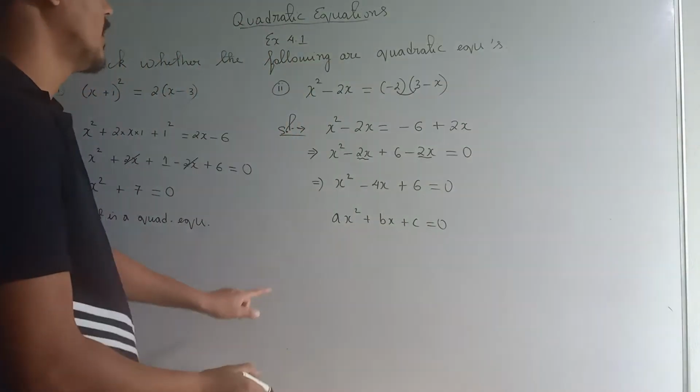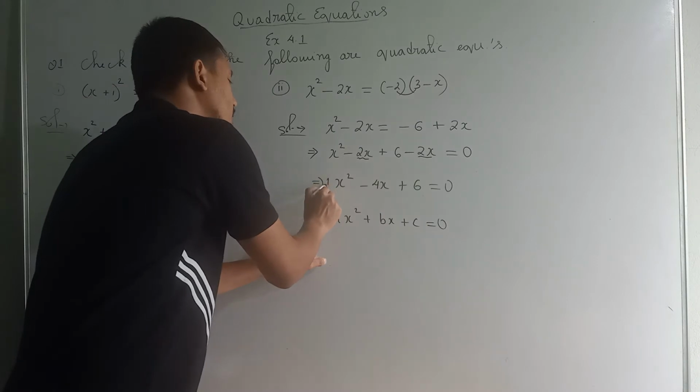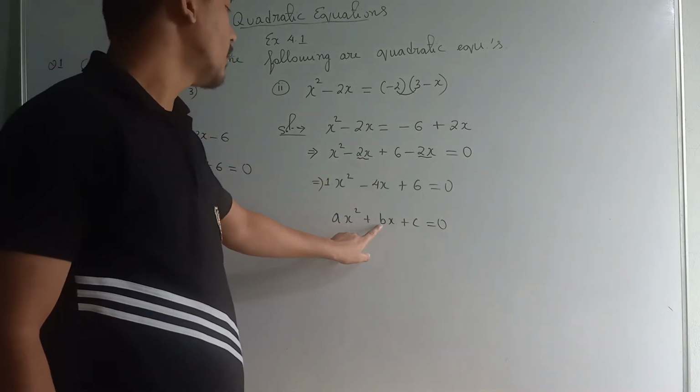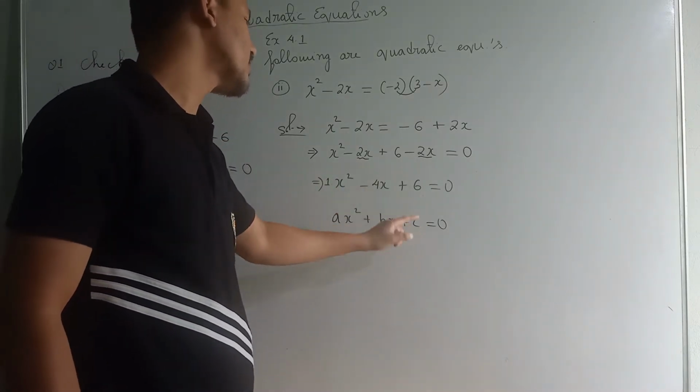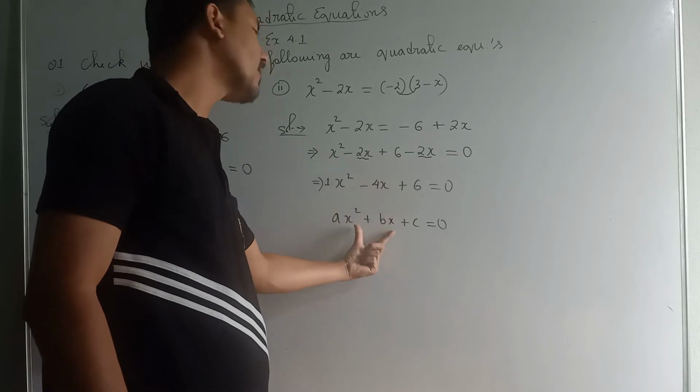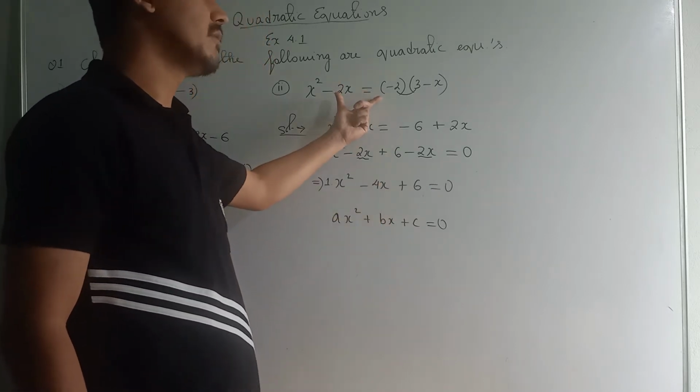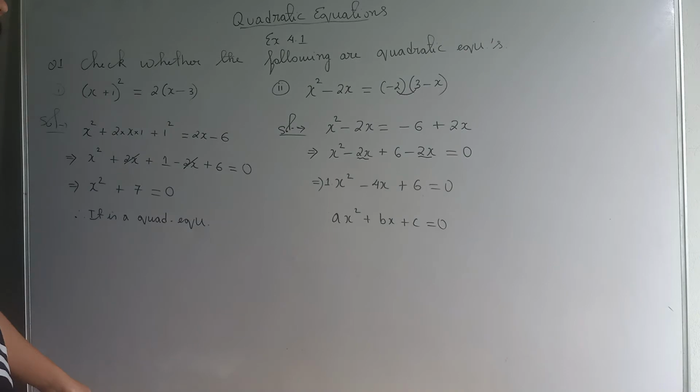Here your a is 1, coefficient of x squared is 1. Your b is minus 4, your c is 6. So since this equation is of this form, the given equation is a quadratic equation. Alright?